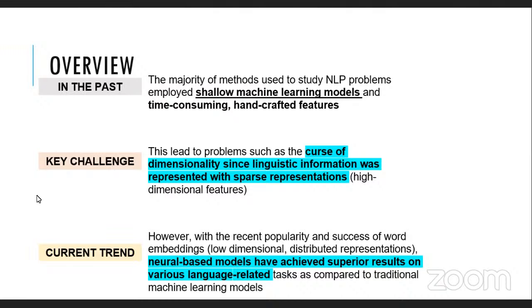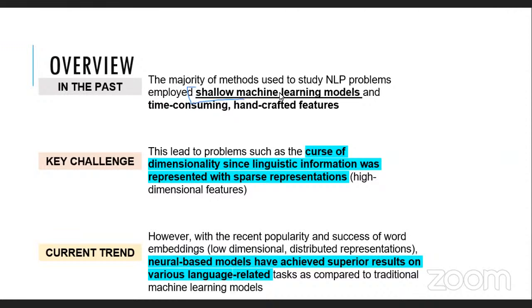So basically, you are using some kind of a machine learning or an analytical technique to process the natural language and work upon it, right? Now, what are the three things that have happened? In the past, as you've seen here, most of the NLP models were shallow.